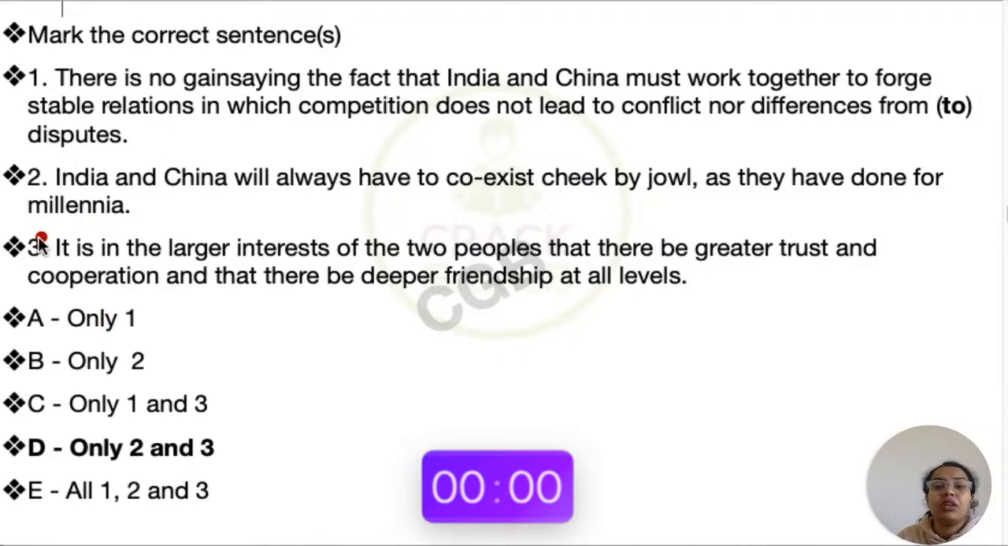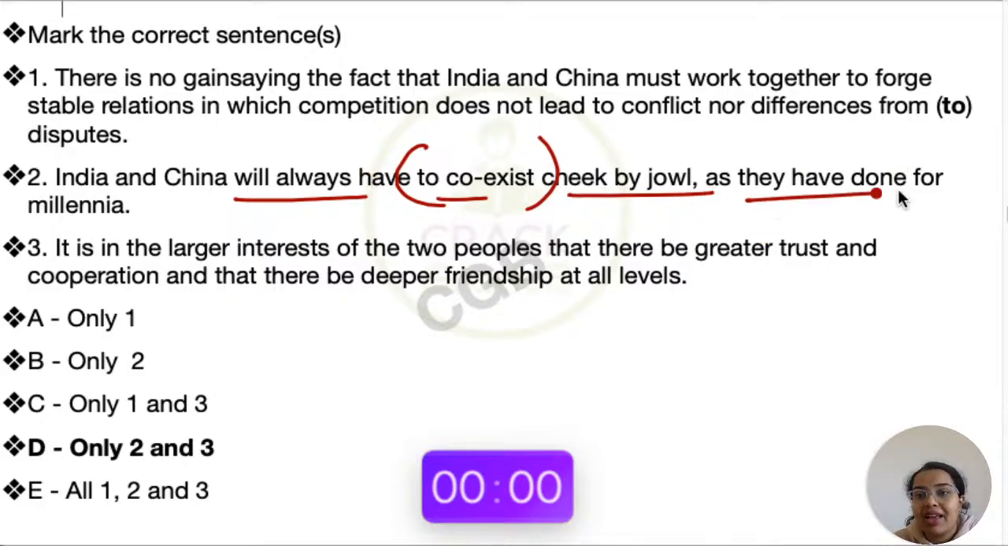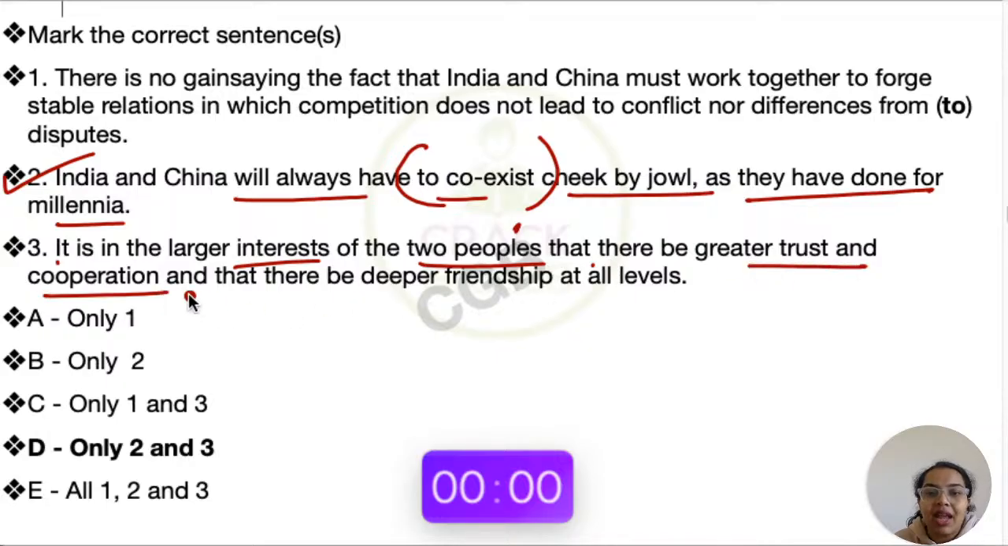Now, you were supposed to mark the correct ones. India and China will always have to coexist, cheek by jowl, that means forever, as long as possible, as they have done for millennia. Everything is good to go. It is in the larger interest. So "it is in the interest" is a phrase used when something is in favor of someone. Of the two peoples, I'll talk about it in a moment, that there be greater trust and cooperation, and we are repeating that for clarity, and that there be deeper relationship at all levels.